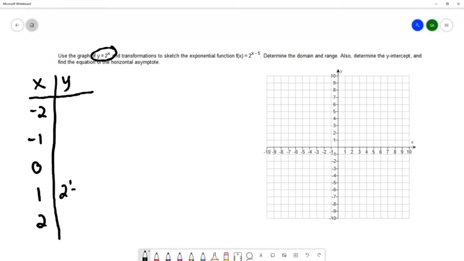2 to the first power would be 2. 2 to the second power would be 4. 2 to the 0 power is 1. Any number to the 0 power is 1, except for 0.